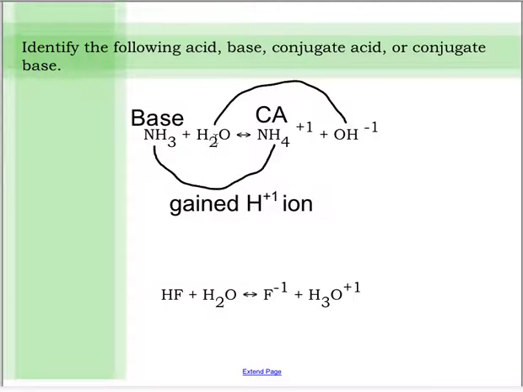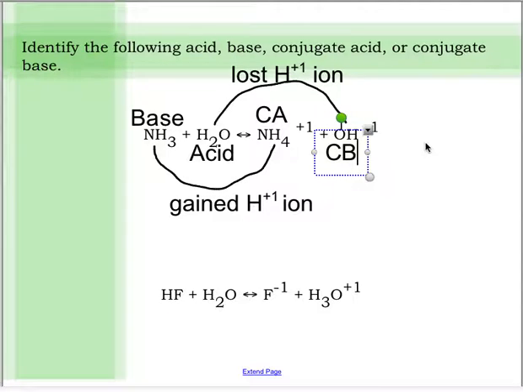Same thing if we look at water and we go to OH minus. What happened is we have 2 hydrogens and now we lost one. We only have 1. So what's happening is we lost an H plus 1 ion. And what that means is that the water started out as an acid, and then over here is considered the conjugate base. So you want to see that whatever you start out as, you end up being the other thing on the other side.